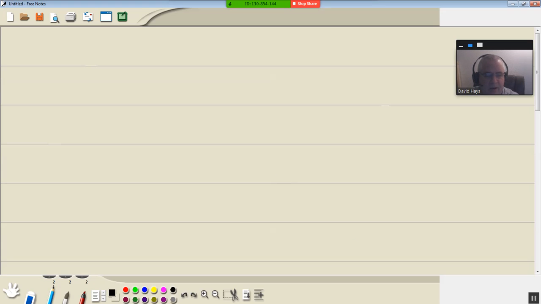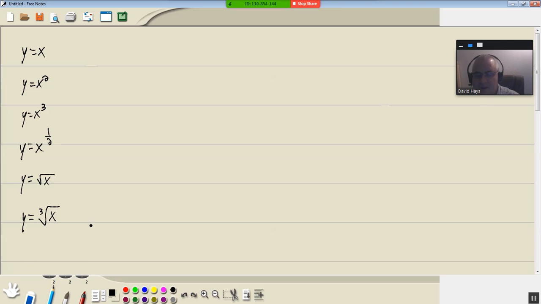Now we're going to look at all the different basic graphs that everything's comprised of. We'll first start with y is equal to x. We'll look at y is equal to x squared, y is equal to x to the third, y is equal to x to the 1/2, y is equal to square root of x, y is equal to cube root of x, y is equal to the fourth root of x, and y is equal to the absolute value of x.